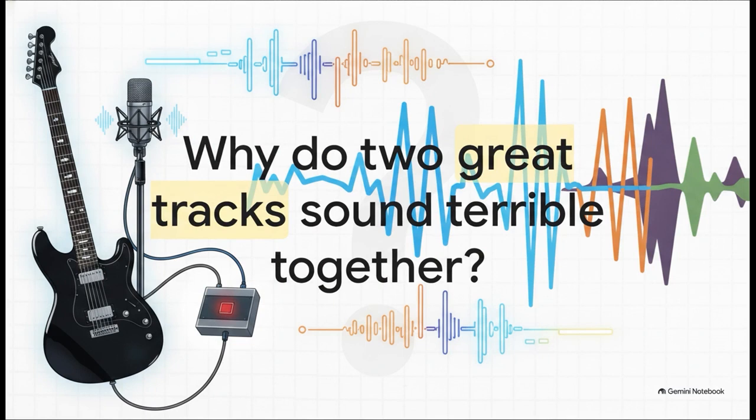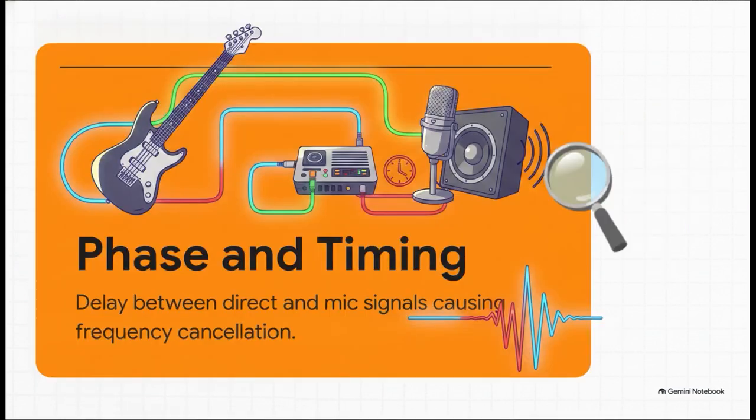I'll just record the DI and the microphone at the exact same time. And honestly, it's a brilliant idea. But it brings up a really crucial question. Why do two great tracks sometimes sound thin, hollow, or just flat out terrible when you play them together? The big culprit here: phase and timing.